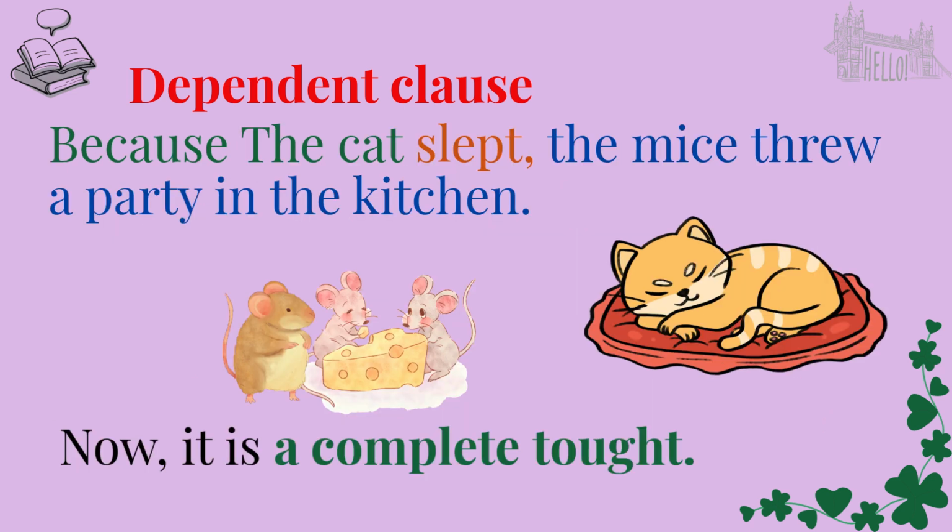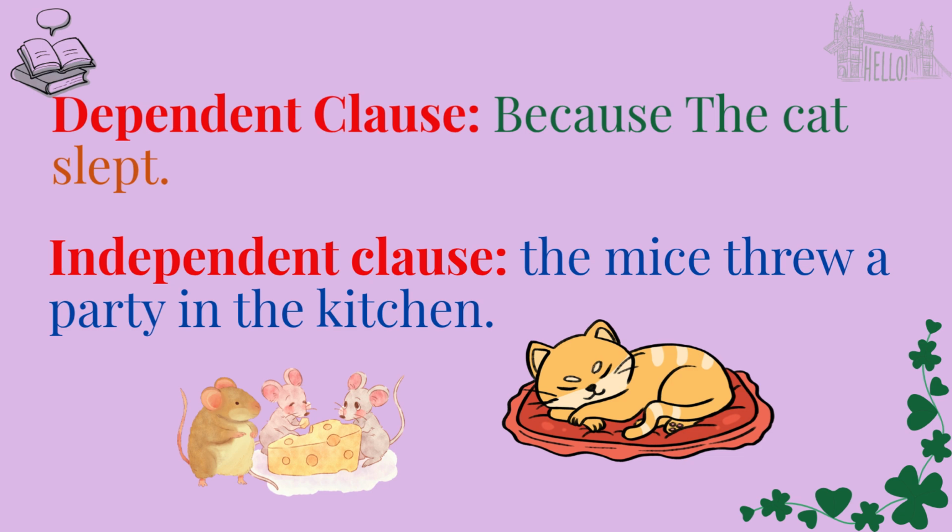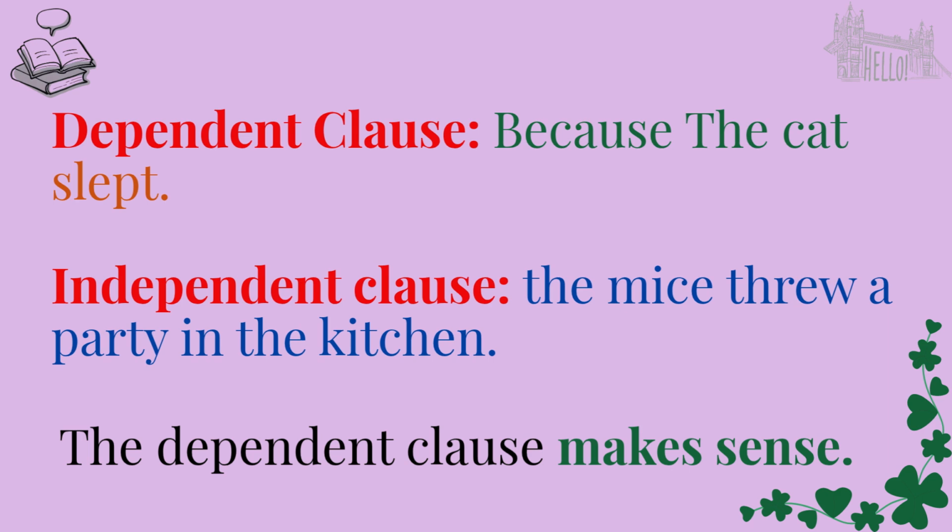Because the cat slept, the mice threw a party in the kitchen. Now it is a complete thought. The dependent clause finally makes sense because we attached it to the independent clause: the mice threw a party in the kitchen.